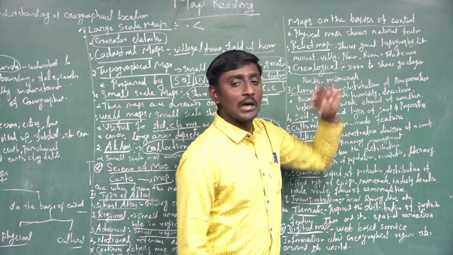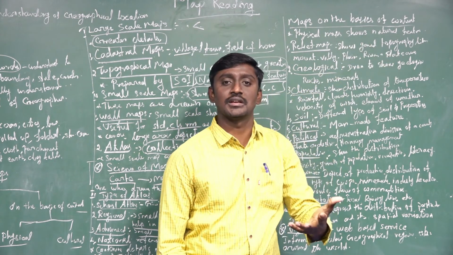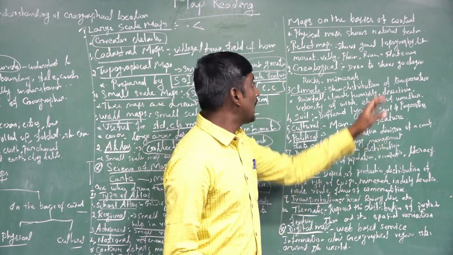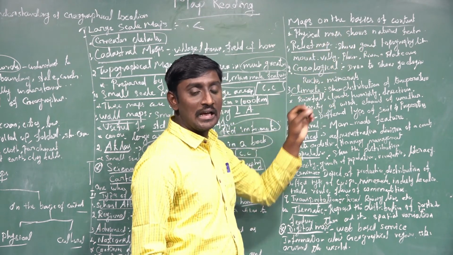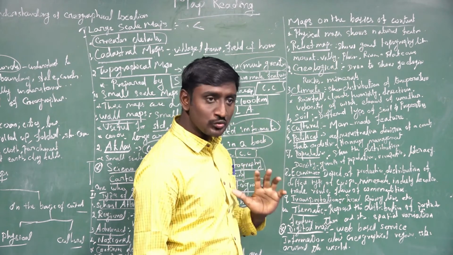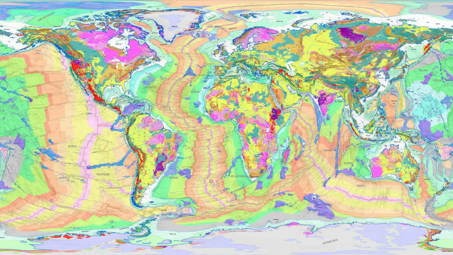Maps on the basis of content. Physical maps show natural features. On the basis of content, maps are divided into 10 types. So first one, relief map. A relief map shows general topography like mountains, valleys, plains, rivers and plateaus.